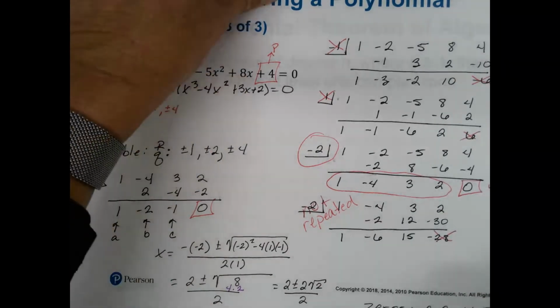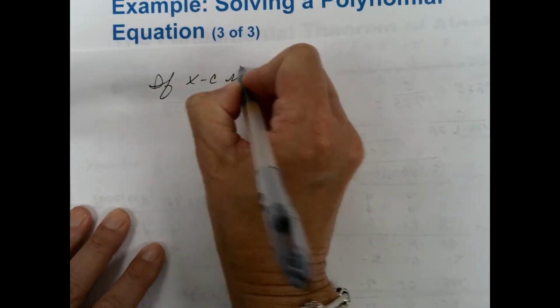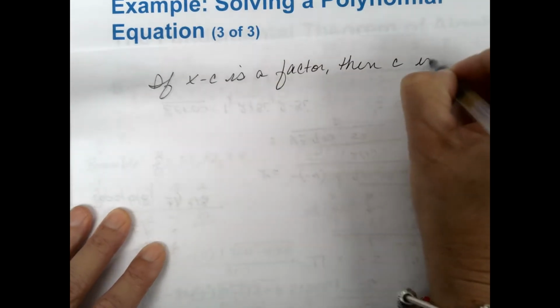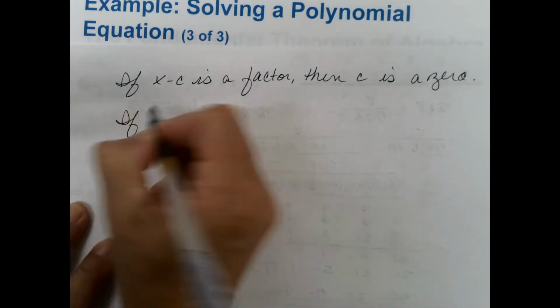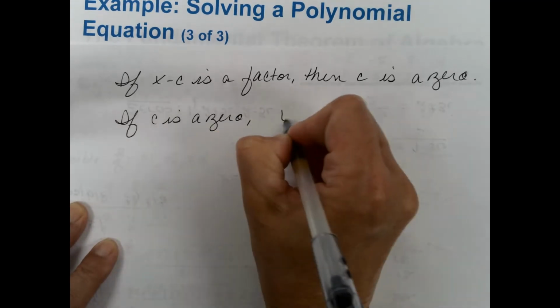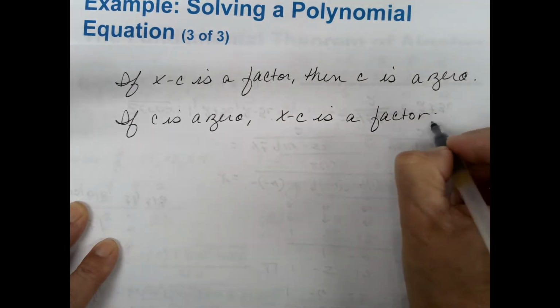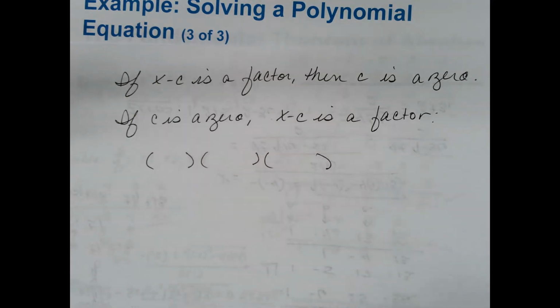Yeah. So in class on Wednesday, we had a rule that said if x minus c is a factor, then c is a 0. And then we also had the backwards way. If c is a 0, x minus c is a factor. So when you think about your polynomial, if you write it in factors, that's where you're looking to factor it, such as that.